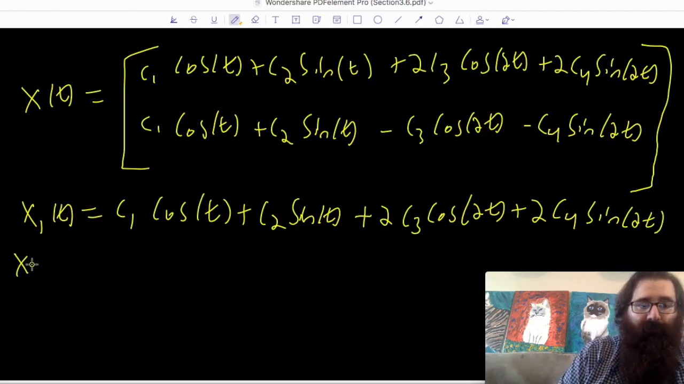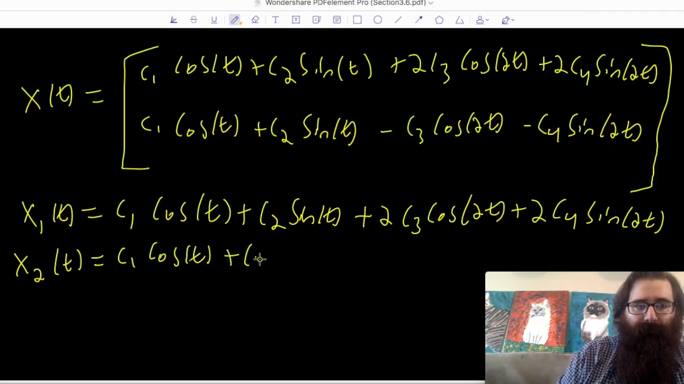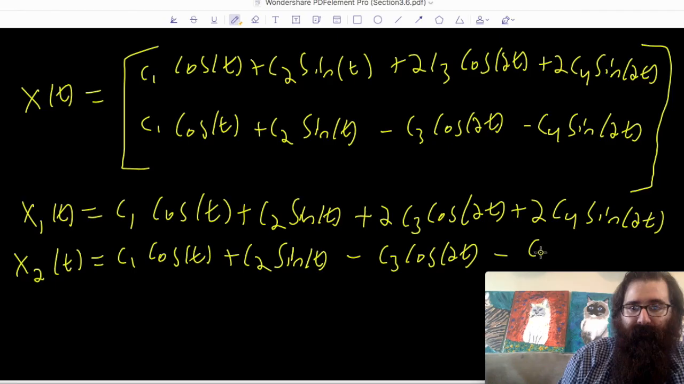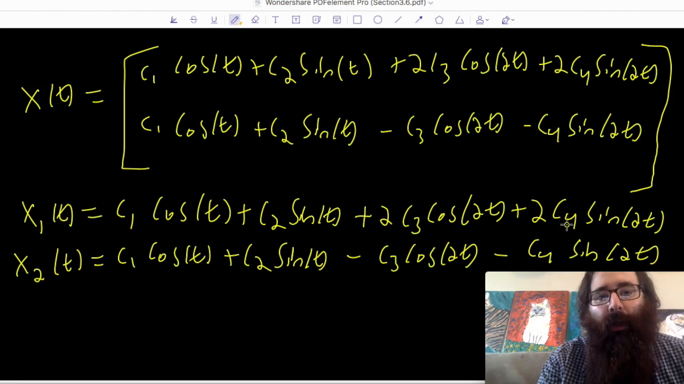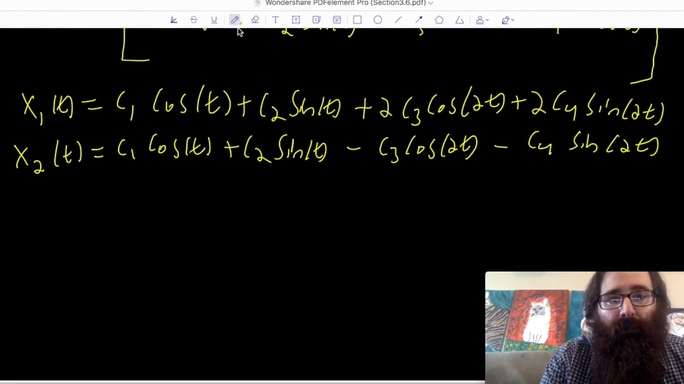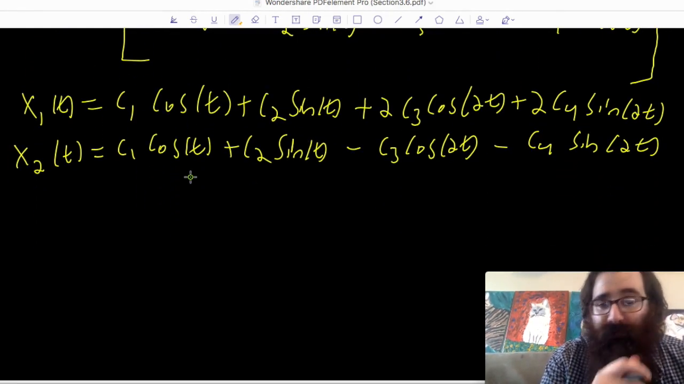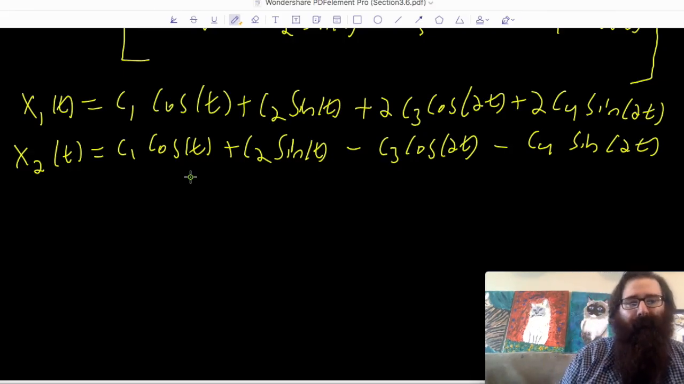X sub 2, so the solution x sub 2 at t, right here in the bottom row, c sub 1 cosine t plus c sub 2 sine of t minus c sub 3 cosine 2t minus c sub 4 sine of 2t. Now I want to compare pieces and talk about the modes and what's happening at those frequencies. So we'll compare, so remember solution on x sub 1 and x sub 2 referring to mass m1 and m2 respectively.